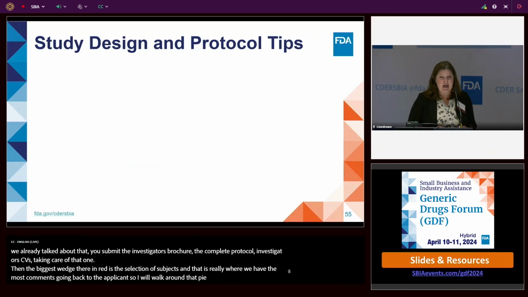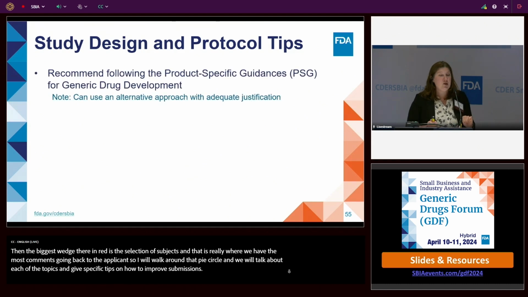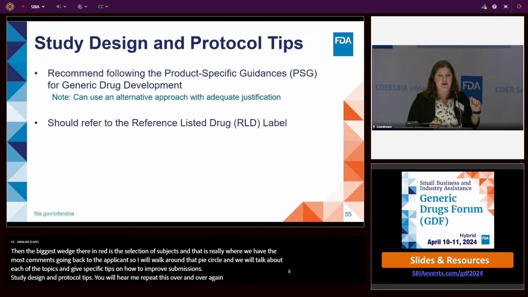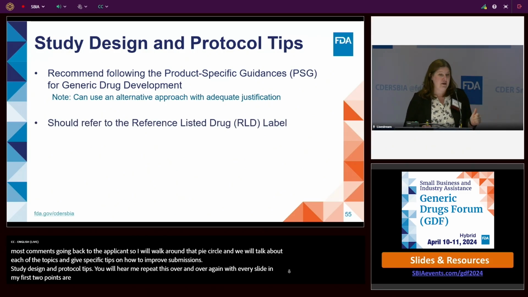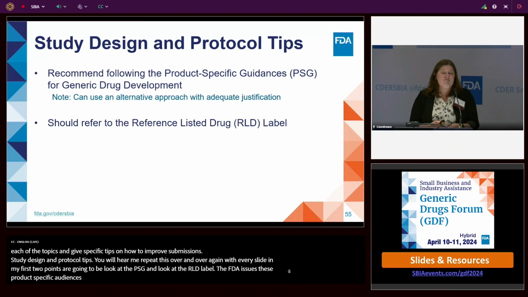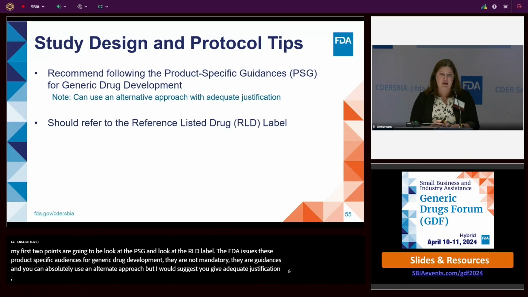So, study design and protocol tips. You're going to hear me repeat this over and over again with every slide. My first 2 points are going to be look at the PSG and look at the RLD label. The FDA issues these product-specific guidances for generic drug development. They are not mandatory, they are guidances, and you can absolutely use an alternative approach, but I would suggest you give adequate justification. But these are our best thoughts on how to complete these studies, and so they bear looking at and considering.